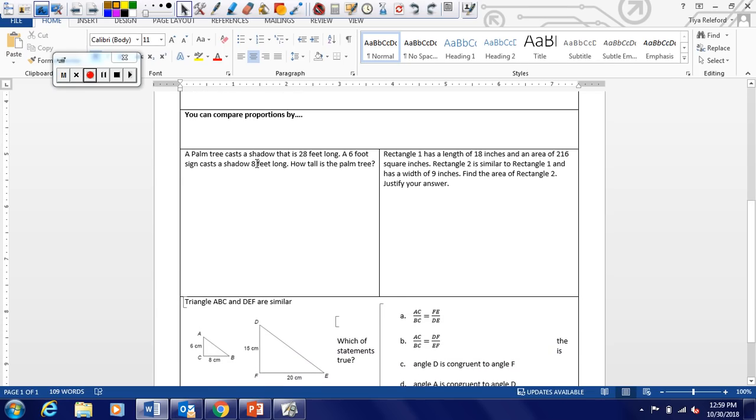Alright, here's a little space for you to write a sentence. You can compare proportions by... I would probably write something about cross products if you're having a hard time deciding what to put there. Okay, I'm moving on to the next problem. If you have not done this part, you need to hit pause and do it.